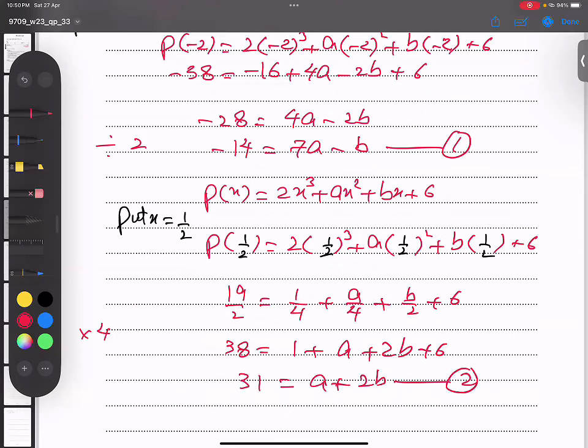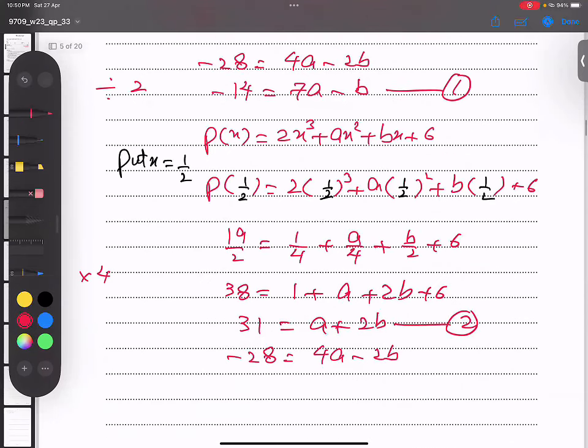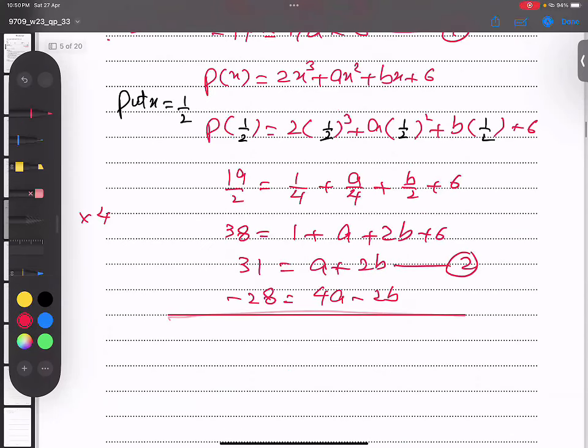Equation number 2 done. Okay, students, I think for the upper equation there's no need to divide. This upper equation I copy paste. And okay, this will cancel and I get here 5a. Here out of 31 minus 28.